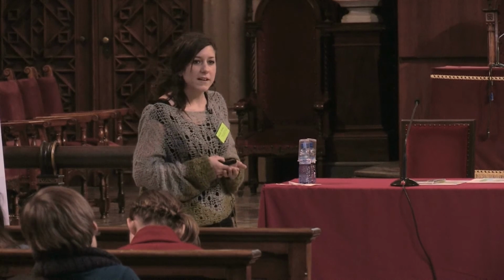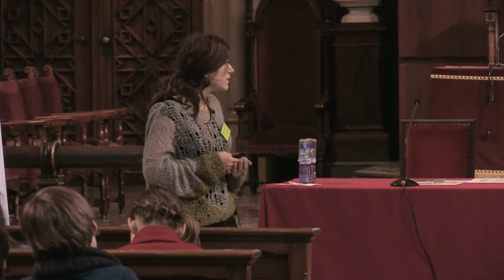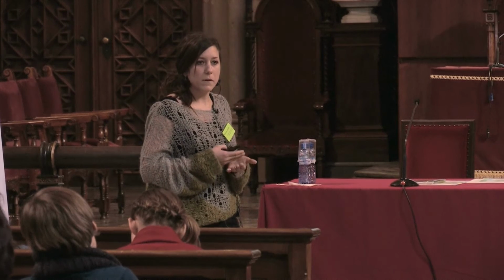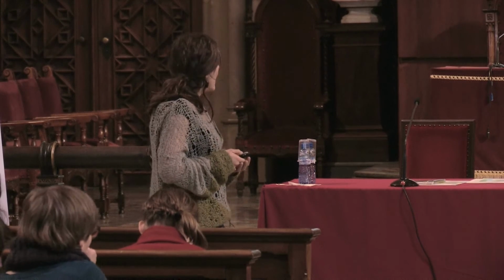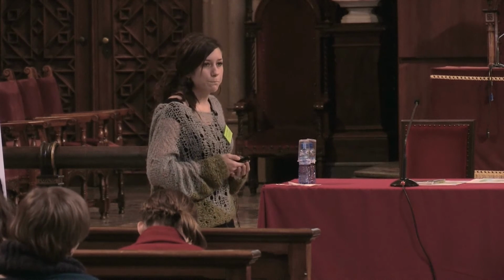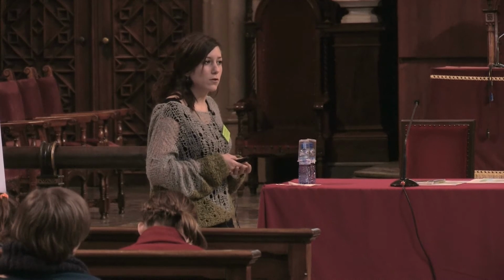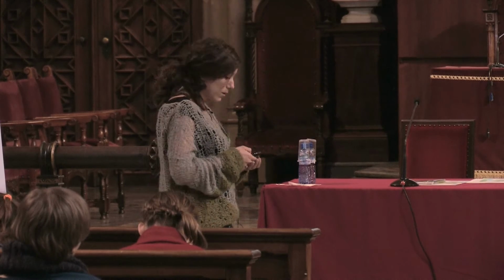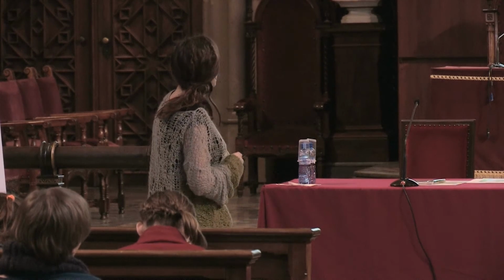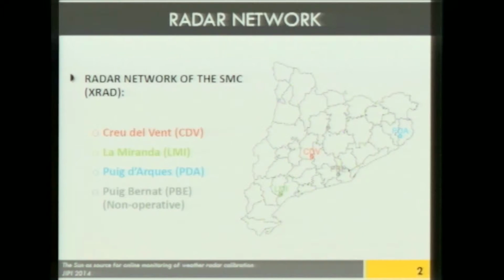And today I would like to present a method that uses the sun interferences in weather radar data as a way to check the correct operation of the radar. And it's a method that was developed at the Dutch Meteorological Service, and we have adapted it and improved it for fitting the characteristics of our radar network. Our radar network consists of 4 radars, of which only 3 are currently operative: Creu del Vent, La Miranda, and Puigtarcas. And today I'm going to show examples from Puigtarcas, but they have been applied to the 3 of them.